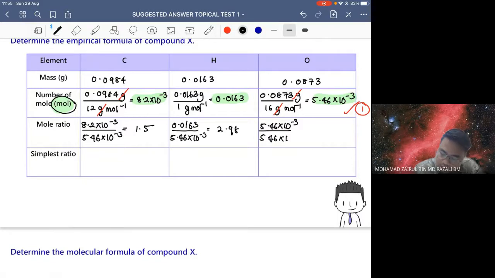4.46 times 10 to the power minus 3, you get 1. Okay, if you look, 2.98 you can round off to 3. But 1.5 you cannot round off to 2. Okay, so if you get 0.5, you have to multiply by 2.